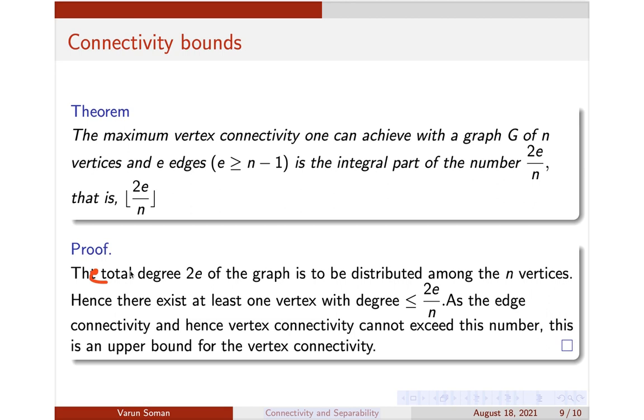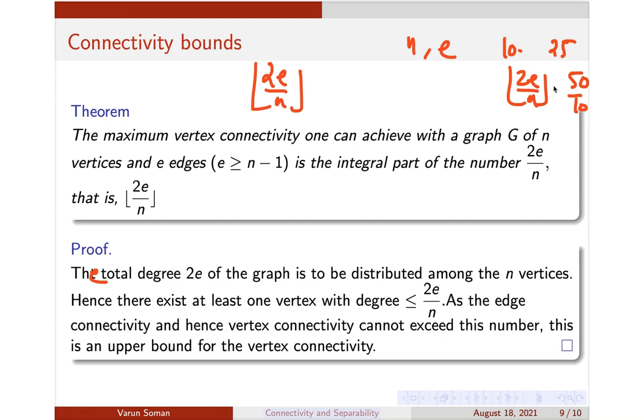Now we have to show that we can actually achieve this 2e by n. How will you achieve it? Very simple. Suppose you have a graph with n vertices and e edges. For example, if you have a graph with, as I told you, 10 vertices and 25 edges, what is your 2e by n? Your 2e by n is actually 50 by 10, right?